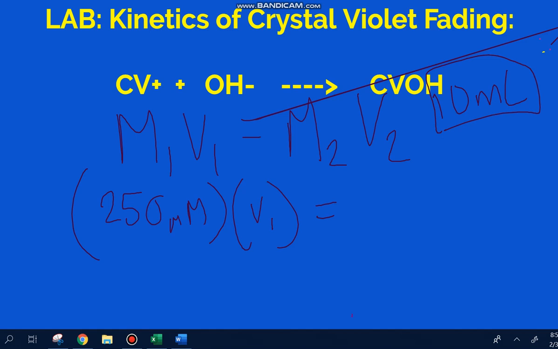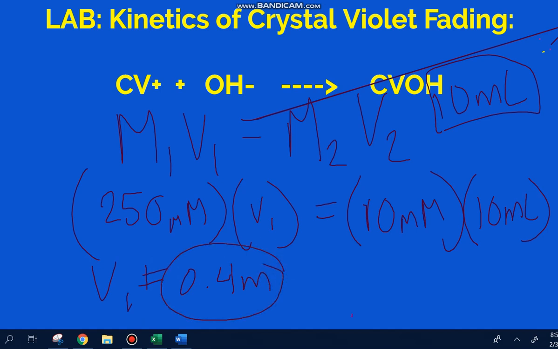So my M2, I just said, is a 10 micromolar solution, and I want to have a total of 10 milliliters. Once I do the calculations and solve for V1, my V1 is going to be equal to 0.4 milliliters. So this is how much crystal violet I want to put in there. But remember, I said that my total volume needs to be 10 milliliters, so what I want to do is add 9.6 milliliters of water to that.